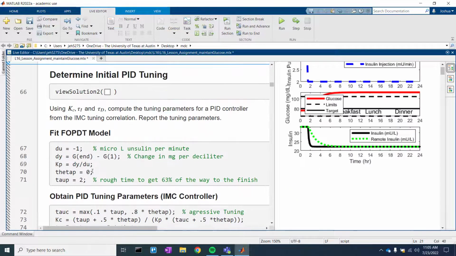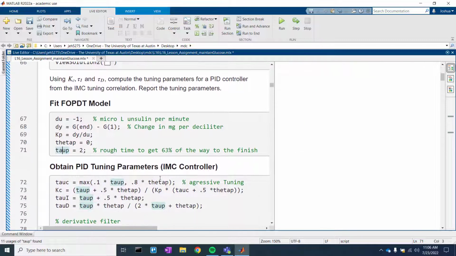We have our change in U, which is -1. We're going from 3 to 2. Our dy is going to be the G, the glucose, at the end, minus the G initial, and that will give us our gain, dy over du. Our theta p we're going to say is roughly 0. That's just a guess. And our tau p is equal to 2 hours, and that's the time it takes to get about 63% of the way there.